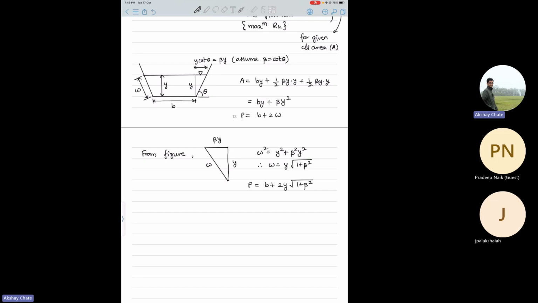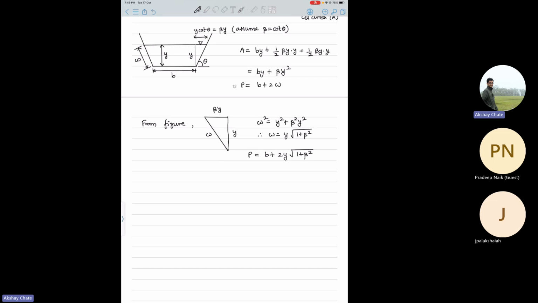So the objective here is we want to minimize P for constant area, and here beta is also constant. We are not changing the trapezoidal angle. So what they do is take the derivative dP with respect to y and equate it to 0.